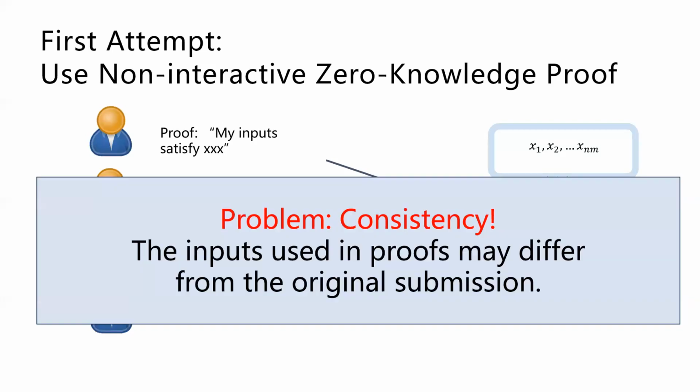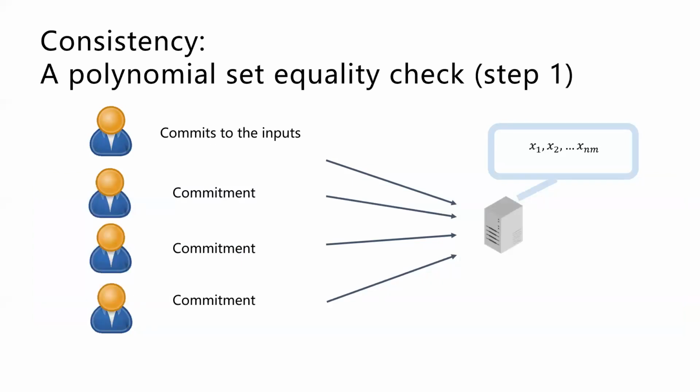That is consistency. The input used in the proof may completely differ from the original submission. A malicious user doesn't have to use the same set of messages as sent, because all the messages are anonymous. Even if it swaps them out and uses a completely different set of messages, it's not easily detected. So how do we solve the consistency issue? There are multiple ways. Somebody already said you can use cryptographic accumulators, but here we realize that a classical polynomial set equality check is the most convenient one in this setting, because it can be done in a distributed setting.